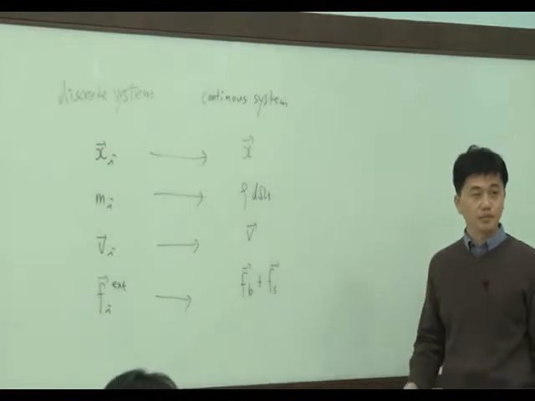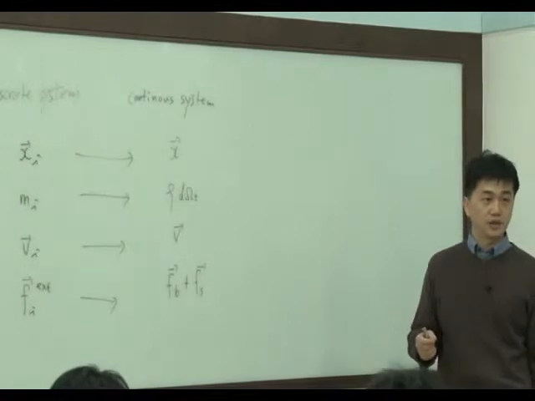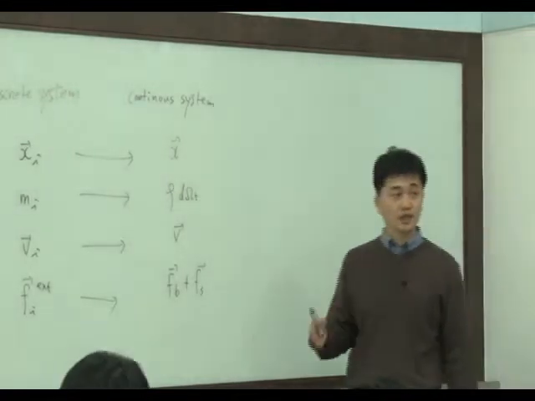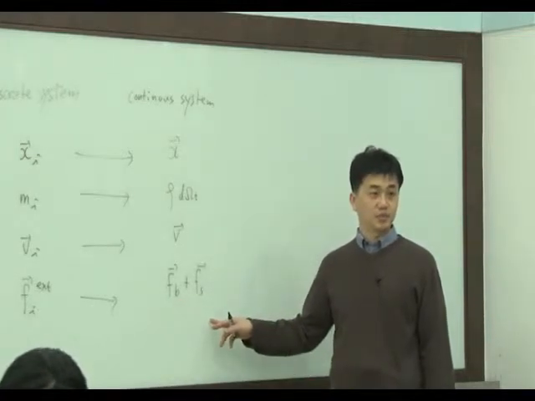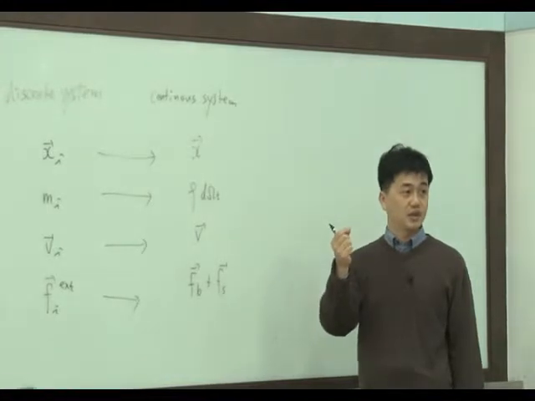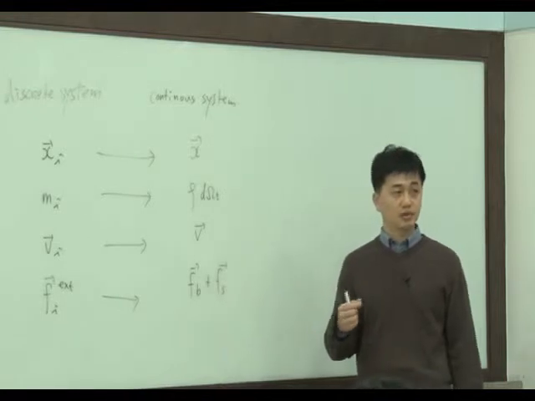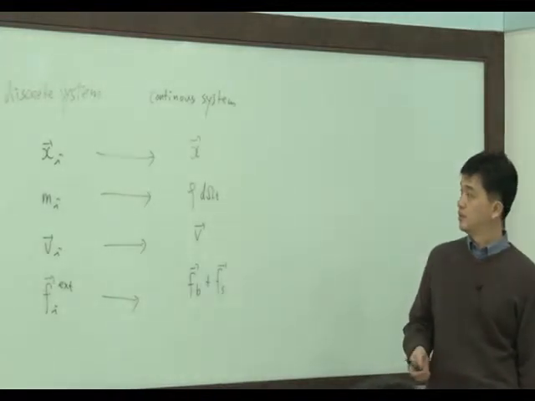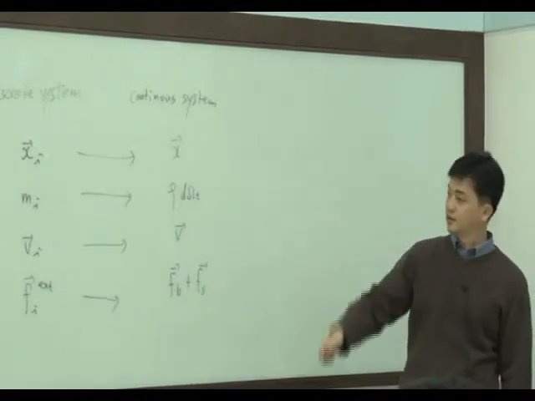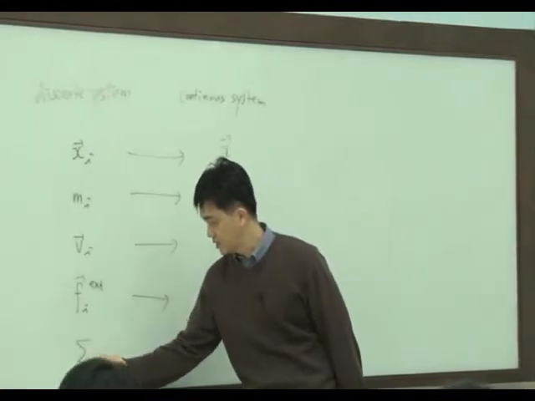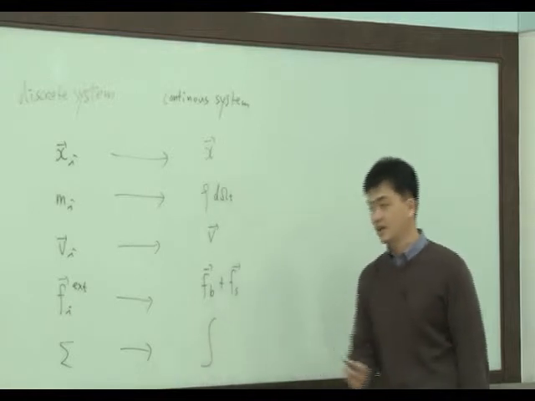In the discrete system there is no difference between body force and surface force, because the particle is very small and is a rigid body. But in the continuous system, we can have two types of force. Because of this relation, we can rewrite it, and the summation becomes an integral, right?